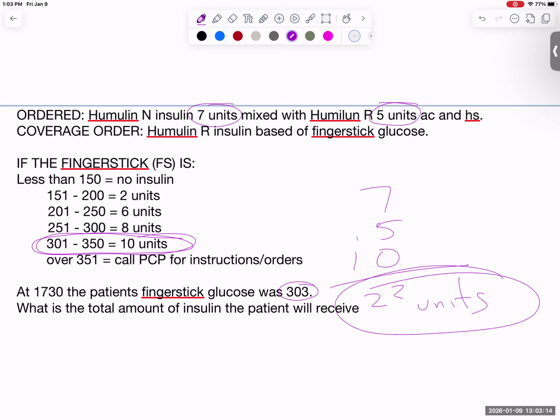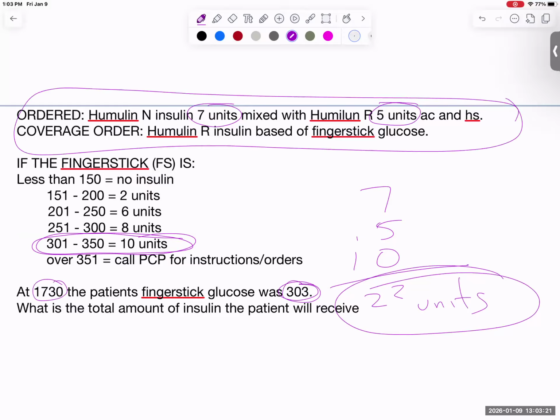All right? Because at 17:30, we did a blood glucose because we're giving these meds before meals and at bedtime. I'm not going to trick you and see if you're going to read, is that really the mealtime? Nobody will do that, I promise you. It's just about you reading the question.